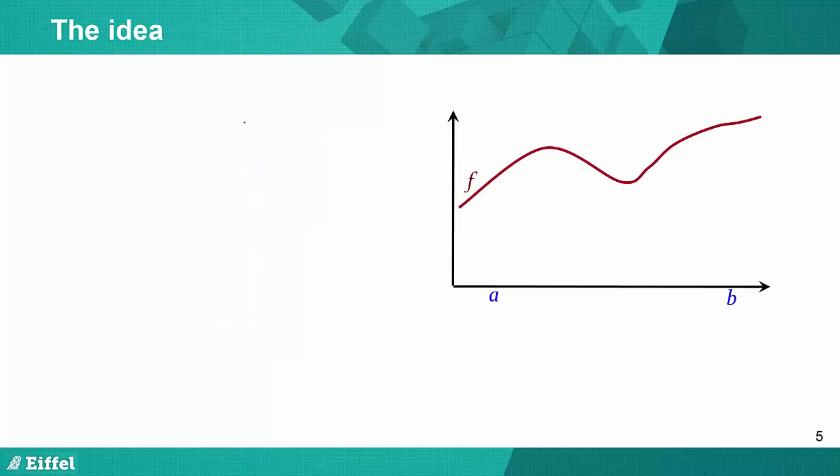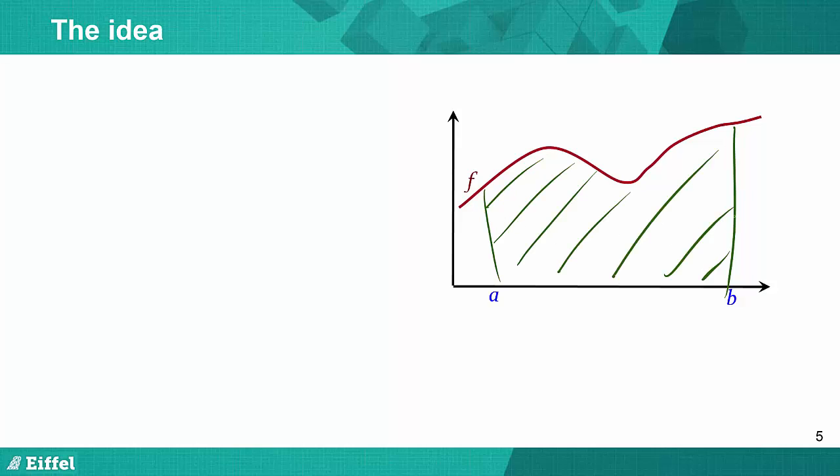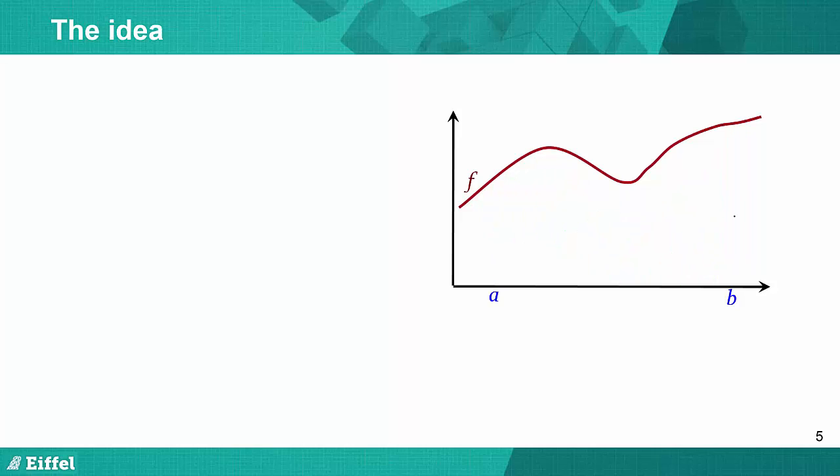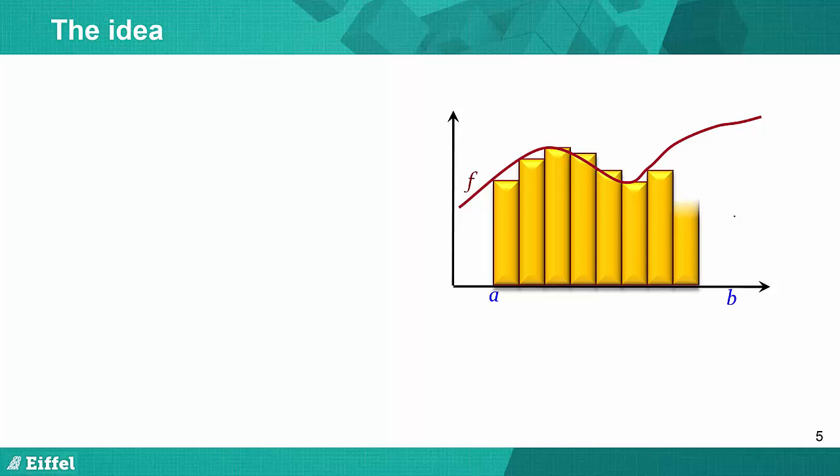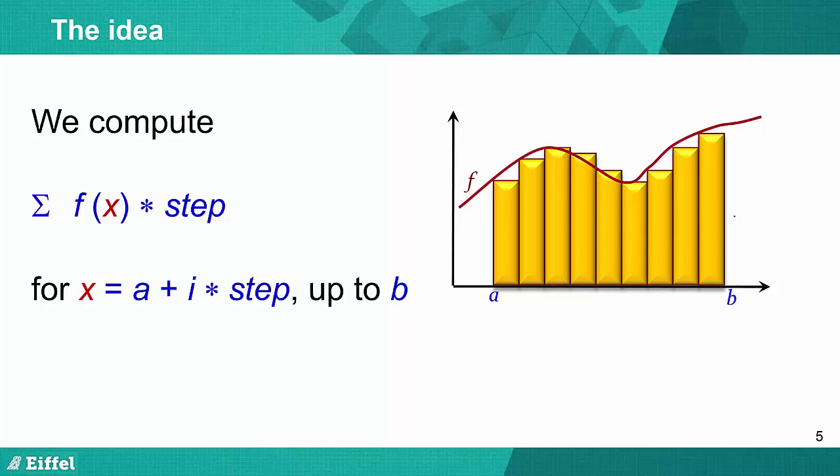So how do we compute an integral? Well, we approximate it. So this is the function f. It's not the cosine, of course. It's an arbitrary function. And of course, the integral is the area behind the curve, between the curve and the horizontal axis. So we approximate it by computing the sum of the areas of these small rectangles here.